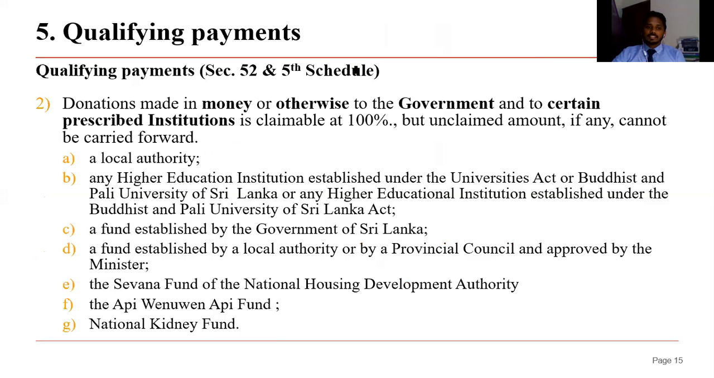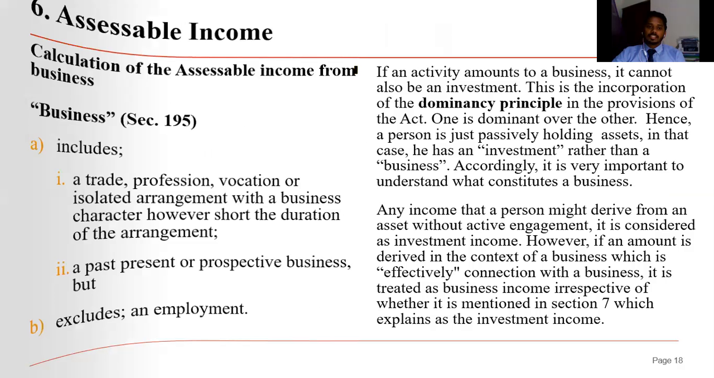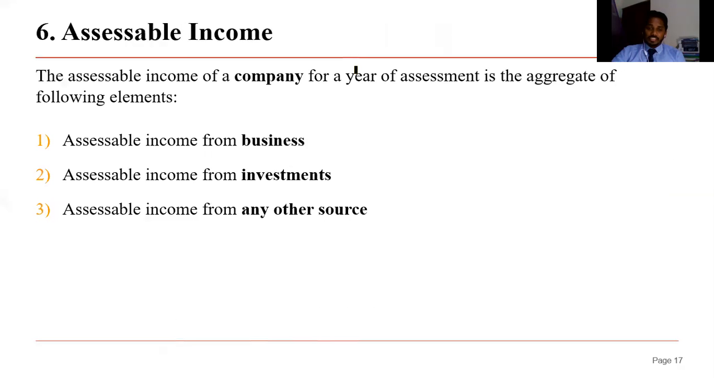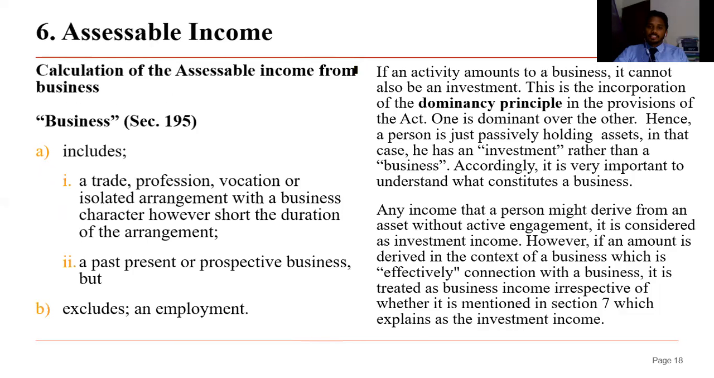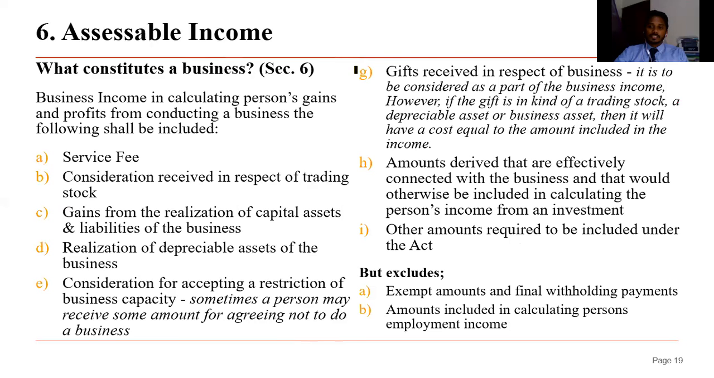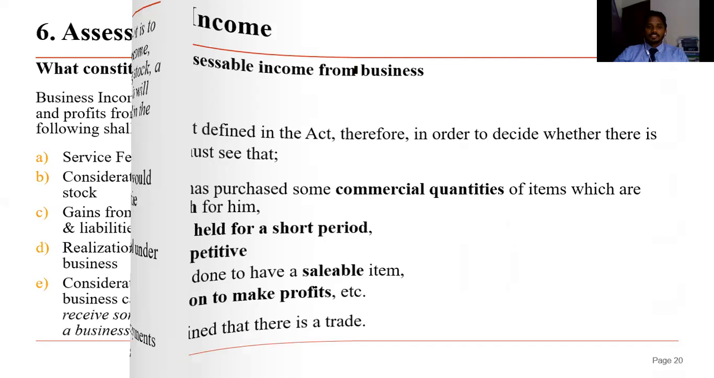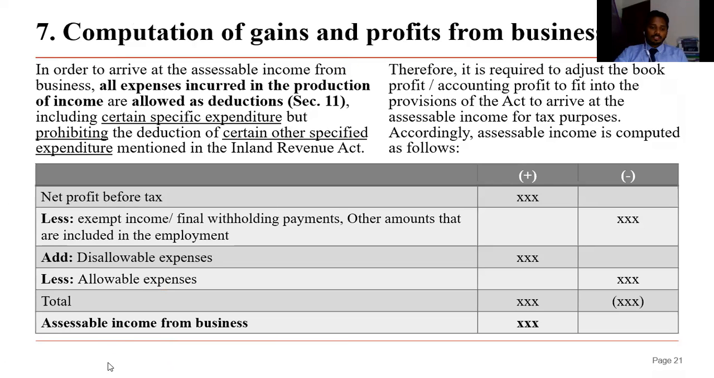Then qualifying payment we discussed, and then the assessable income. Mainly, if a company, when we consider assessable income, you need to focus on business income, investment income and other sources, because assessable income from employment will not fall under company. So we discussed the definition of company, what constitutes a business, and what is trade. And then here, if you can see, we discussed whatever the accounting profit, and we need to do the adjustment here. Then we are discussing now disallowable expenses and allowable expenses.